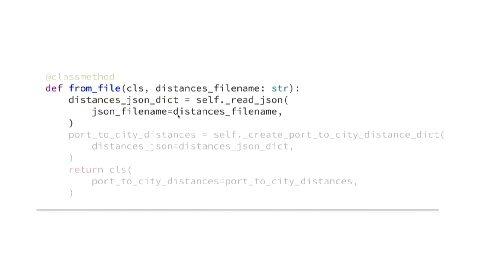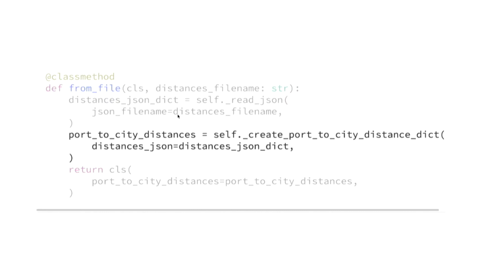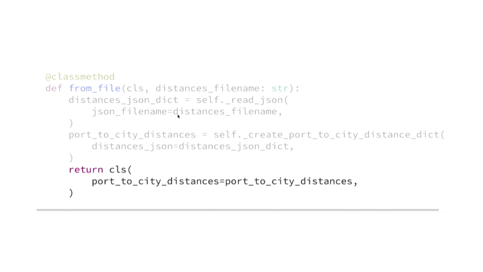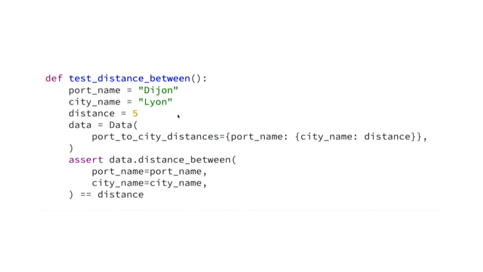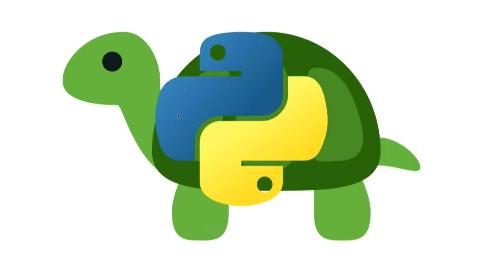and then use a class method that would take in these file names and create the data needed to pass into the class. Now, in our code, we can continue to create data using the file names, but in our tests, we can specify the data that we want to be used, which makes things much clearer.